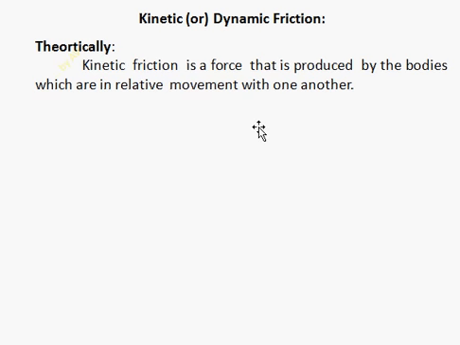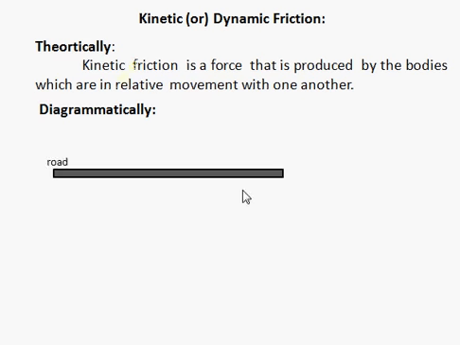Whenever there is a relative movement between the bodies, this force is produced in order to retard the motion of the bodies. Let us consider a diagram. Imagine a road like this and a block like this, which is pulled by a force F. So when the block is moving on the road, a new force develops between the block and the road. This force we call friction force. This force offers resistance, or it retards the block movement.